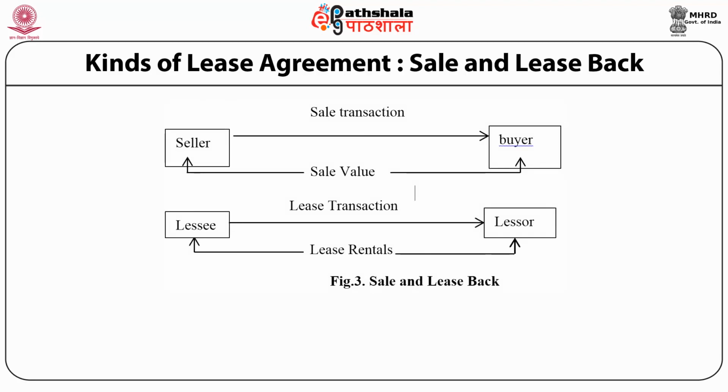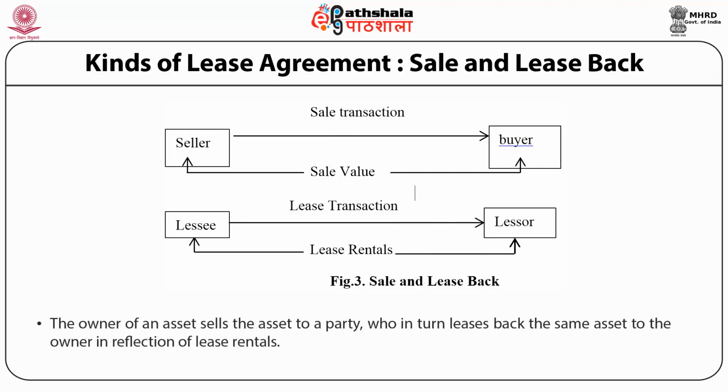Sale and lease back. In this, the assets are not actually exchanged but remain in record on paper only. The owner of an asset sells the asset to a party who in turn leases back the same asset to the owner in return for lease rentals. For example, land, which is not subject to depreciation. The lessee, if dissatisfied with the asset after possession, can convert the sale into a lease agreement.